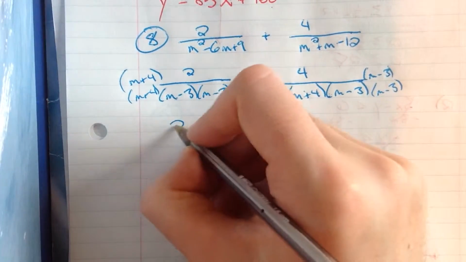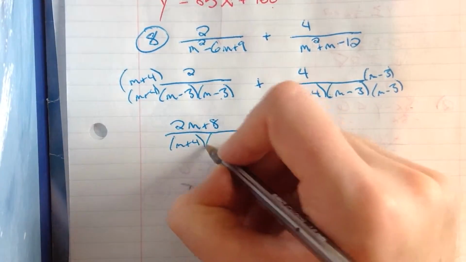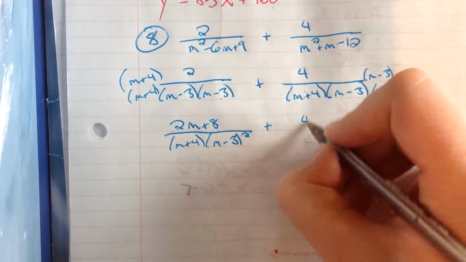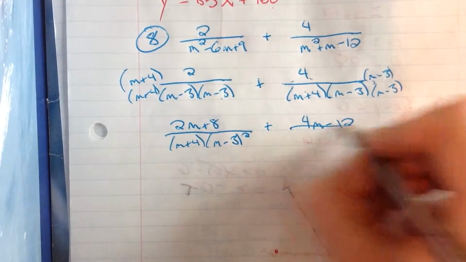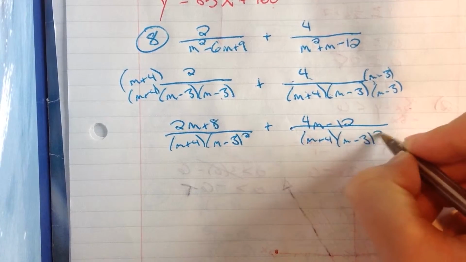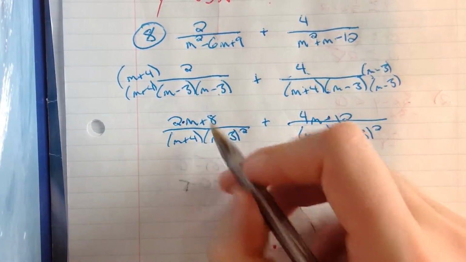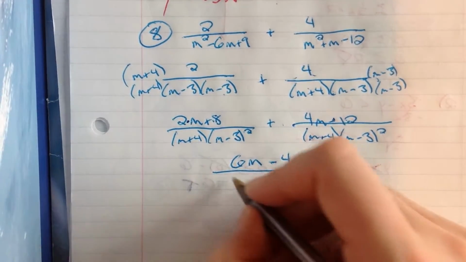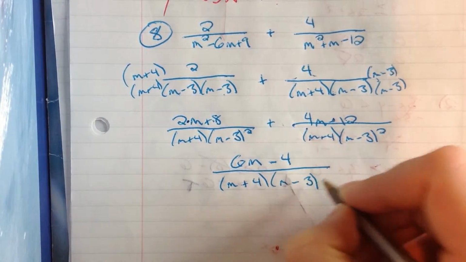So 2 times m plus 4 is 2m plus 8 all over m plus 4, and I'm going to write it as m minus 3 squared because there's 2 of them. 4m minus 12 when you multiply that to the top, and you have the same denominator. So I can say 2m plus 4m is 6m, 8 plus a negative 12 is negative 4, and because of that common denominator, we have that same denominator.